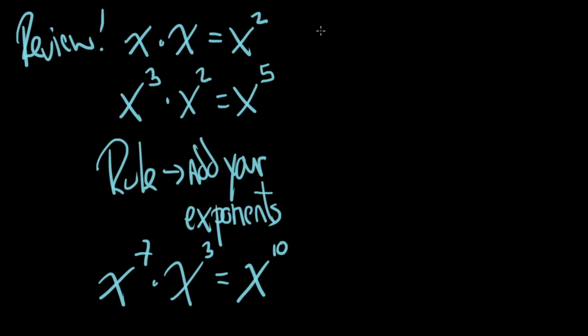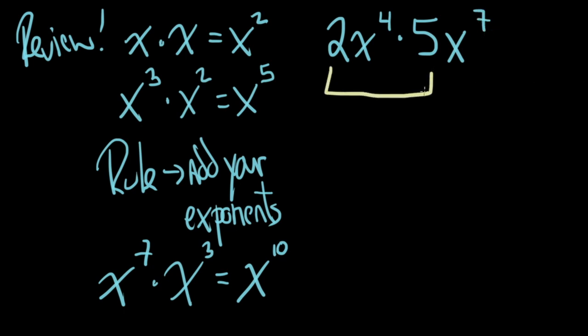Let's do one more, because this is going to be important. Let's say you had 2x to the 4th times 5x to the 7th. What would you get there? You multiply your coefficients together, and you get 10. And you multiply your x's together, and you get x to the, add your exponents, and you get 11. Okay, whew, that was a little bit of a sidetrack.